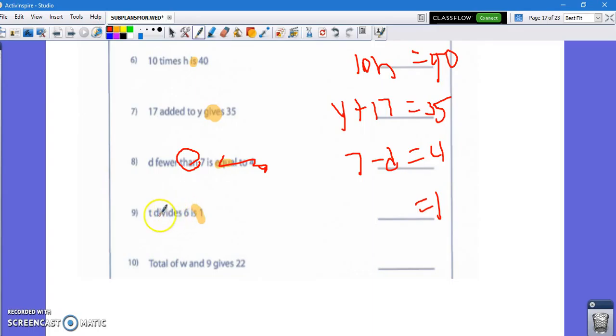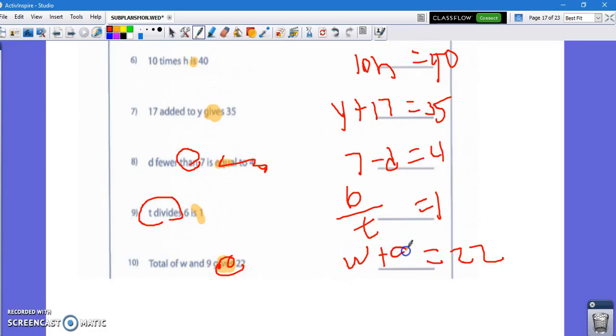T divides 6. Okay. So this one, T divides 6. So that's saying you're starting with 6 and T divides it. So it looks like this. And the last one, total of W and 9 gives 22. Gives is the keyword for equal. So now I have this part equals 22. Now, total of W and 9. So what does total mean? It means add. W and 9.